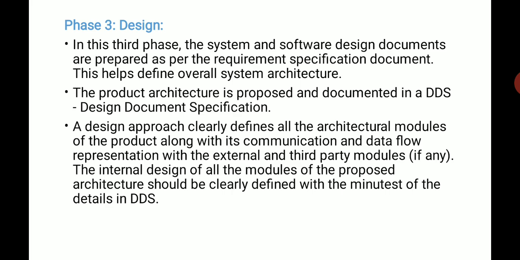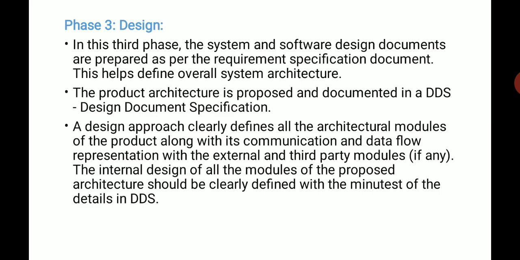The third phase is the design phase. In the third phase, the system and software design documents are prepared as per the requirement specification document. So what was the requirement specification document? The SRS. The document that we prepared initially when we were interacting with the customer acts as a background for the design phase, right? After the design phase, the output is a DDS, that is, the design document specification. So the first document prepared is the SRS, and then we get the DDS from the SRS, right?